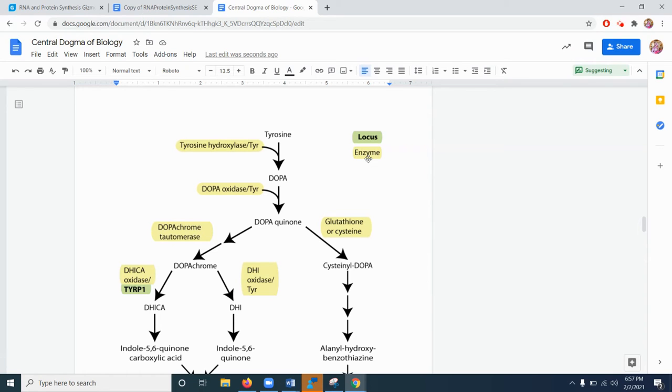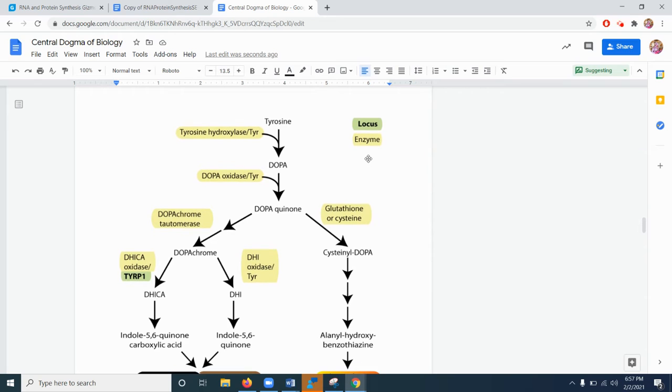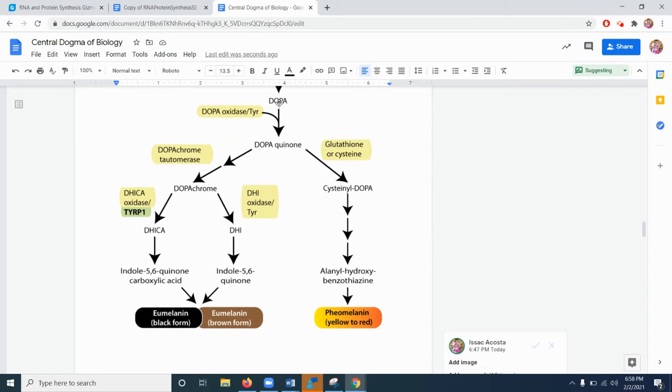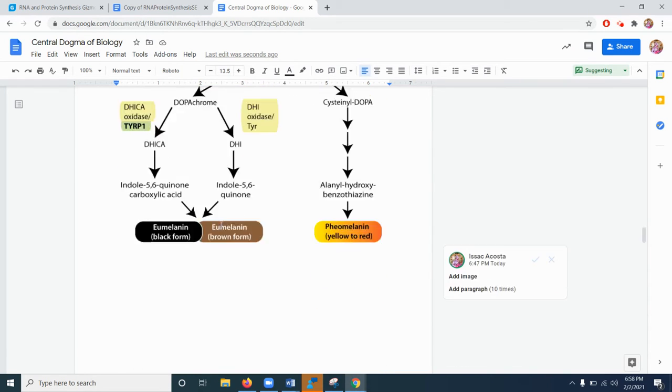And the enzymes responsible for making melanin are all these different enzymes that are labeled in yellow. So you don't need to know this. All you need to know is that enzymes are proteins that make things happen in the body. For example, they make the body produce melanin out of a substance called tyrosine. That's all you need to know. Okay, don't freak out.